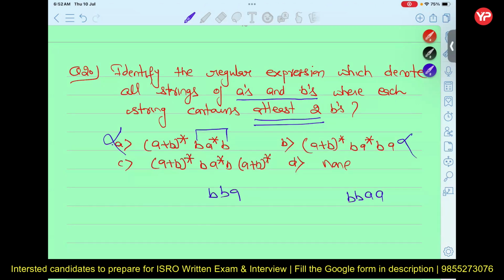Now, option C is the correct one because it says that anything at the starting, anything at the end, and in between, at least 2 B's have to be there. That's why C is the right answer.